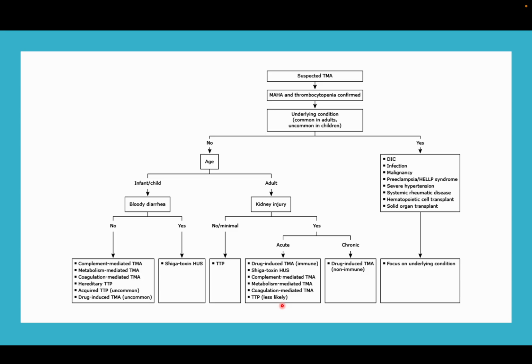Some metabolic causes can also be a possibility, like any defect in the homocysteine pathway. Other underlying conditions should always be looked for, like DIC, some infection, some malignancy, or HELLP syndrome.